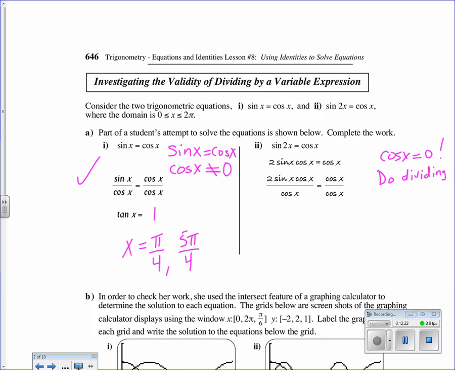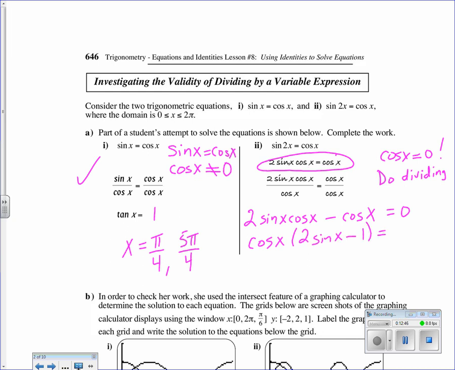What should you have done? This first step is nice, replacing it with an identity, but then what should have happened is the cosine x should have been subtracted from the right-hand side to the left-hand side to be equal to 0. And then I can factor cosine x out. I'm left with 2 sine x minus 1 is equal to 0. So either cosine x equals 0, which was a possibility and we knew that, or 2 sine x minus 1 is equal to 0. And we've seen that solution a lot.